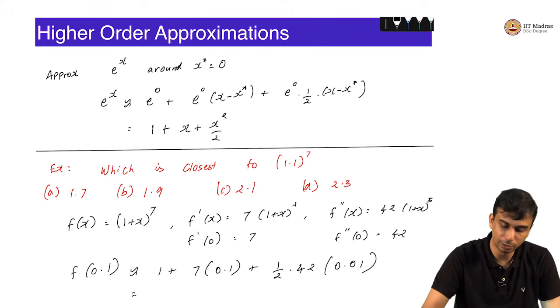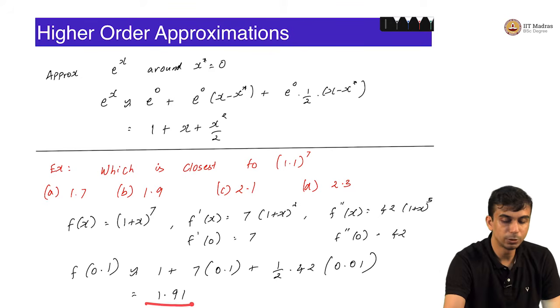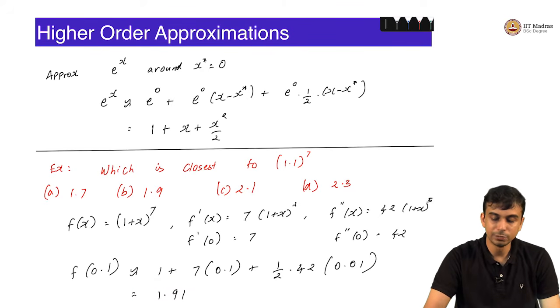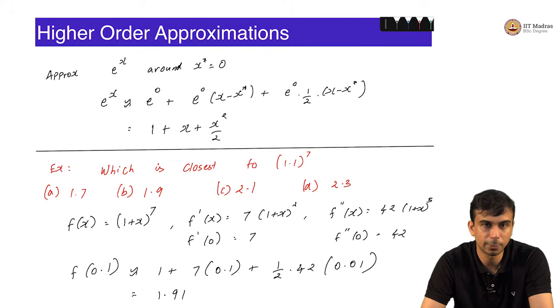But in this particular calculation, you will see that you can't do that, and you will actually get 1.91 as your second order approximation, which is much closer to the truth than the simple first order approximation, which would have given you 1.7. So, here is an example situation where the second order approximation gives you much closer results to the truth than the first order approximation.